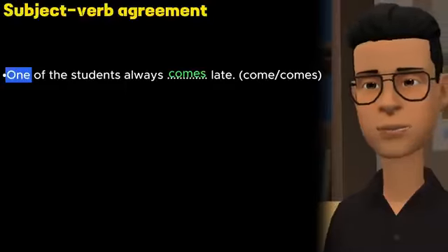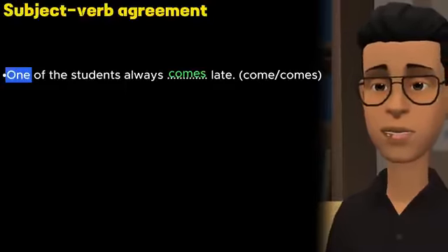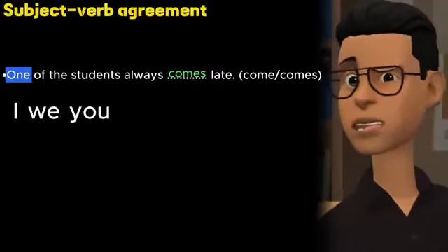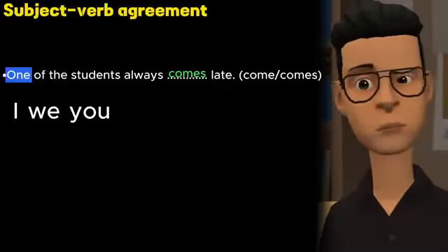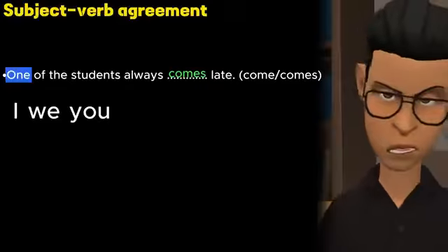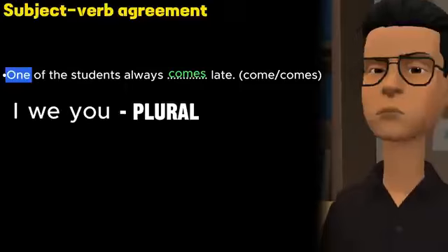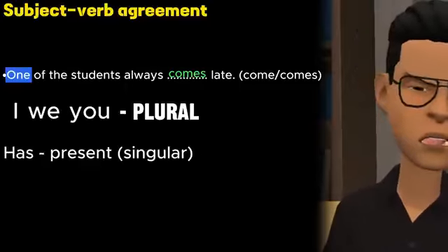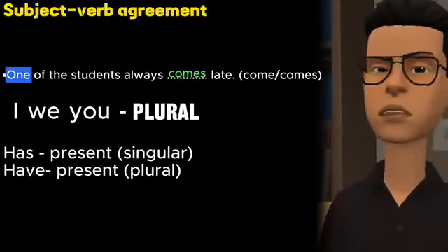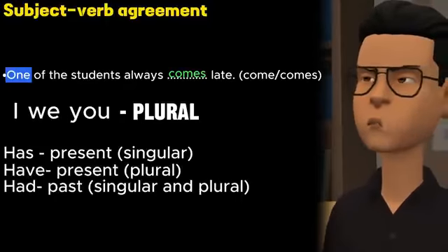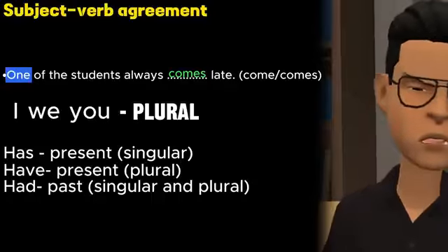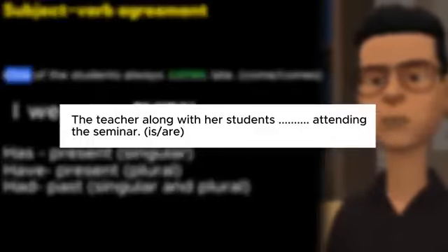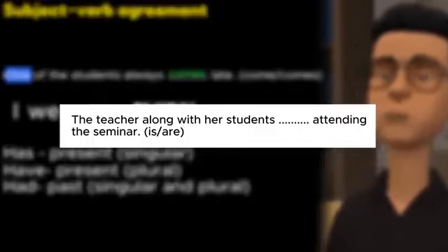Because, you know that, if the subject is singular, s or es is added to the verb. Except for I, we, and you. These are singular, but still, we use the plural verb, that is, no s or es. In simple words, consider I, we, and you, as plurals. Also, has is used for singular, in present tense, have is used for plural, in present tense. Had is used both for singular and plural, in past tense. Take an example. The teacher, along with her students, is attending the seminar. Is, or are?